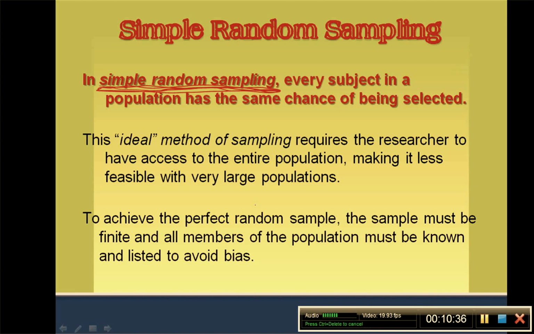Okay? To achieve the perfect random sampling, the sample must be finite. Members of the population are accessible, all of them, and listed to avoid bias. In other words, we would like to get a listing of names or subjects and then randomly assign numbers to each of their names. And then as we go to sample, or after we decide what the sample size would be, we would randomly select the numbers. There are random number generators readily available to you online or even in your books, mostly, and Excel is a great one. So you would randomly select numbers, and then those are the subjects which you would sample from.